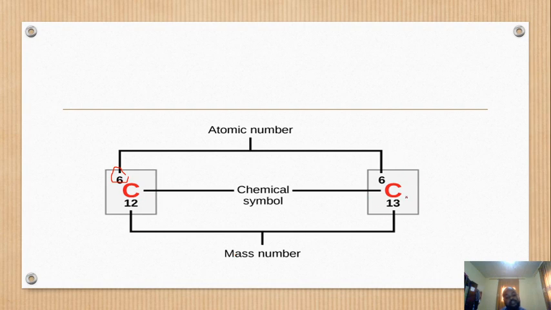Again, this is carbon 12, this is carbon 13. So the mass number here is what? 13. Atomic number is what? 6. The atomic number does not change. The mass number changes. Why? Mass number is equal to the number of protons plus the number of neutrons. So if the number of protons is constant and never changing, what is changing? The number of neutrons. So the number of neutrons keeps on changing.